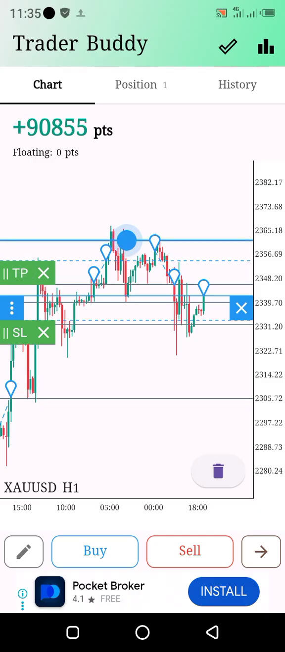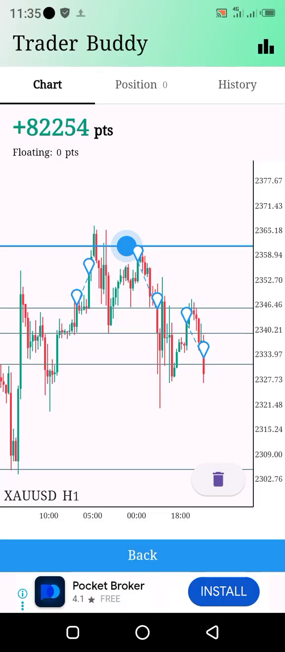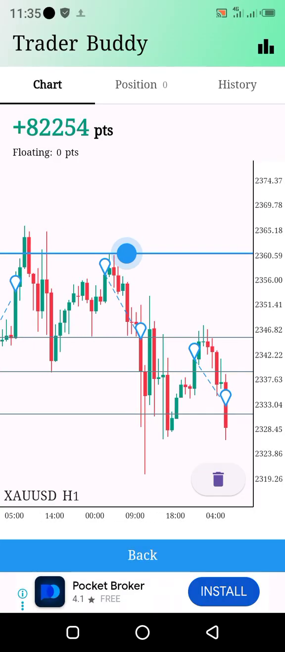My TP is going to be, of course, at the previous low, which is around here. This is a small TP, but I'll take it. Then stop loss underneath, of course, the previous low, and then we shall see what price gives us. Okay, we get stopped out again, which is also cool.